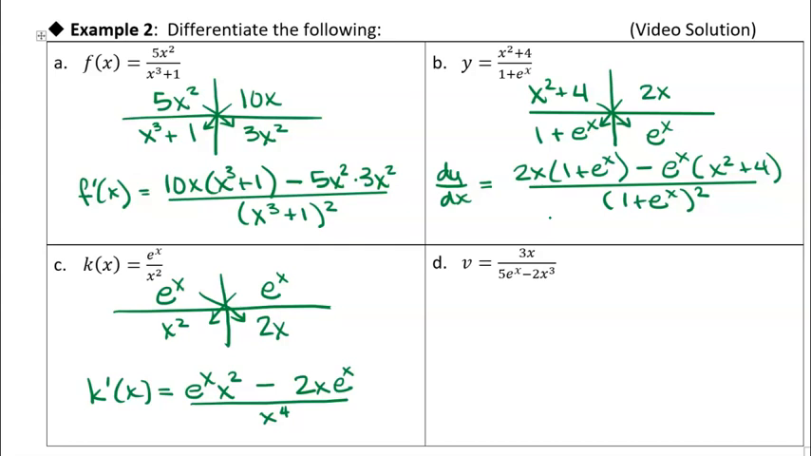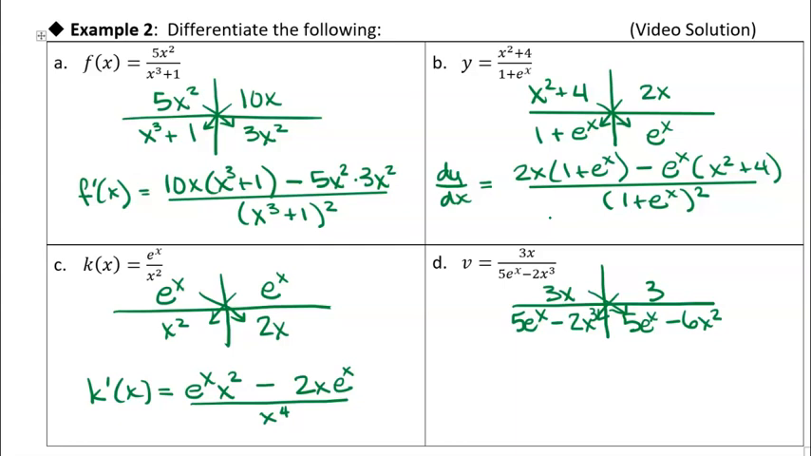All right, we got one more here. Draw my box. And I'm going to put 3x on top. 5e to the x minus 2x cubed is on the bottom. The derivative of 3x is 3. And the derivative of the denominator is 5e to the x minus 6x squared. All right, draw the arrows.